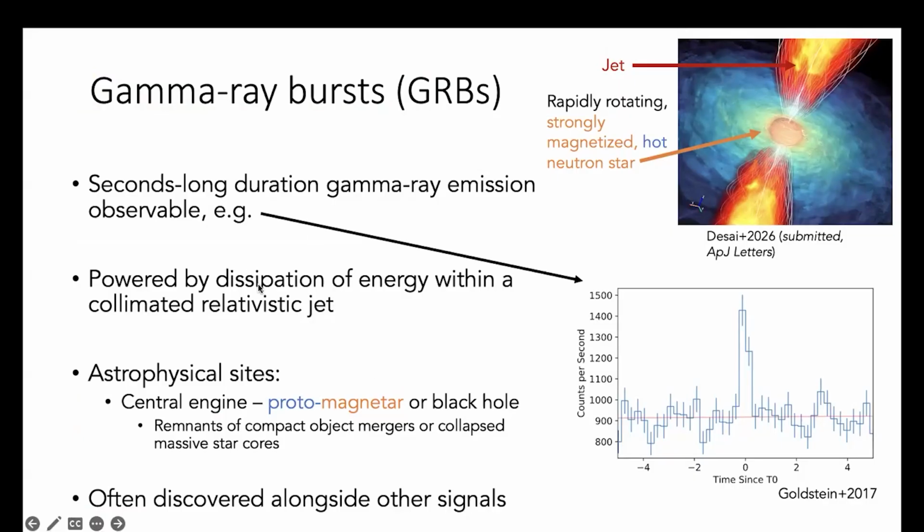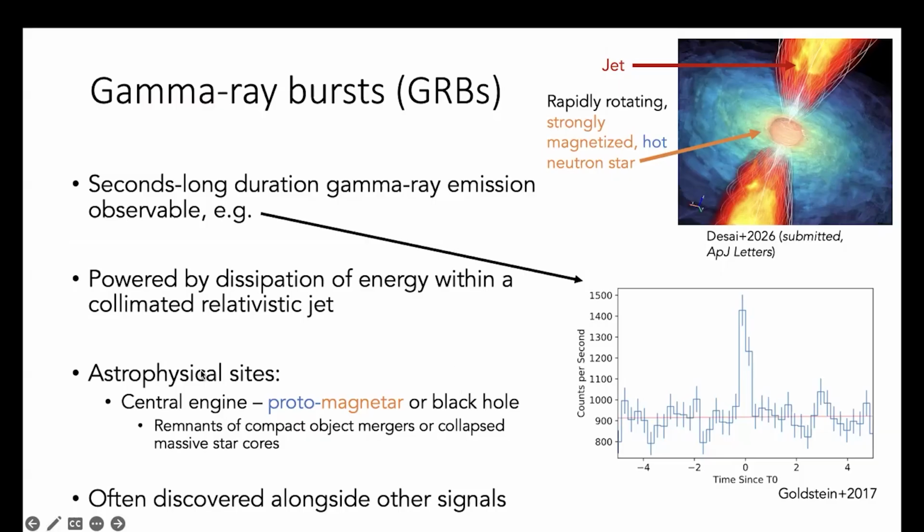And so they're thought to be powered by the dissipation of energy within a collimated relativistic jet. Here's a picture actually from our simulations of a close-up of the beginning of the jet. And the astrophysical sites are either central engines. So the central engines of these jets are either proto-magnetars, which are just strongly magnetized hot neutron stars. So it's hot because they're brand newly formed neutron stars, and so they have high temperatures and they're emitting lots of neutrinos. Or they could be powered by black holes.